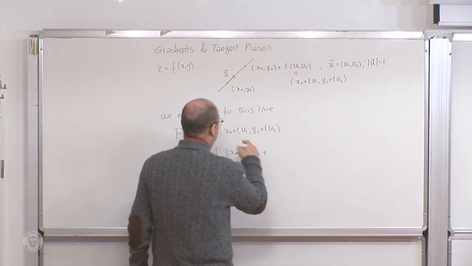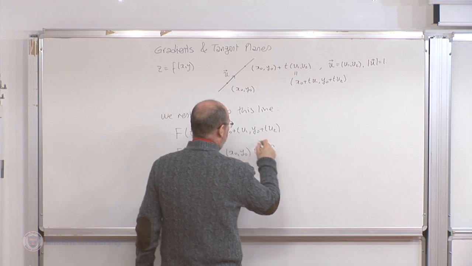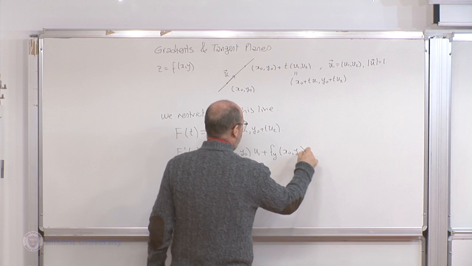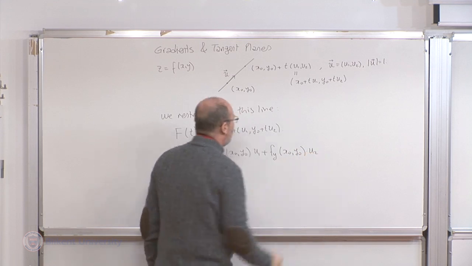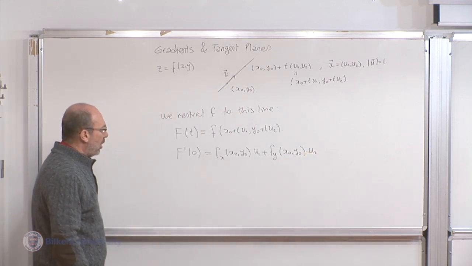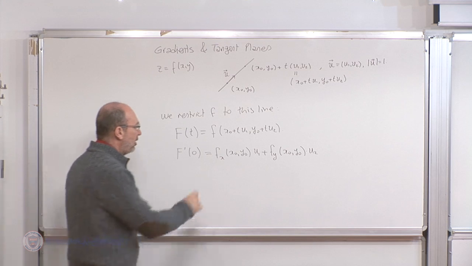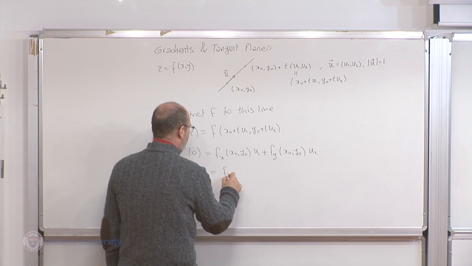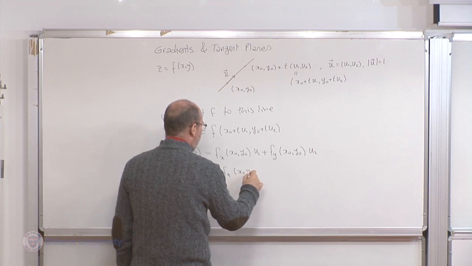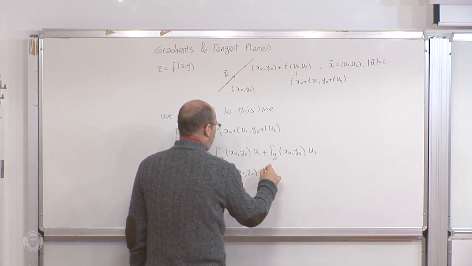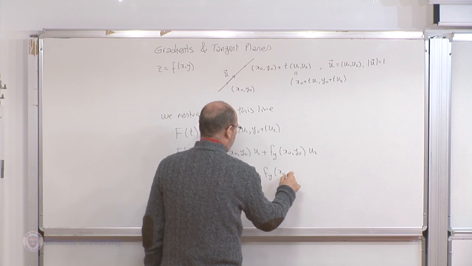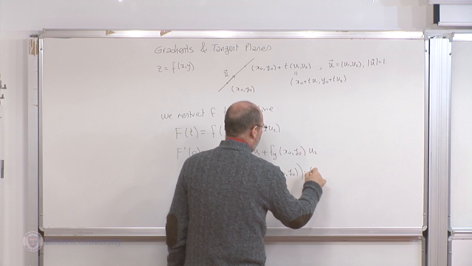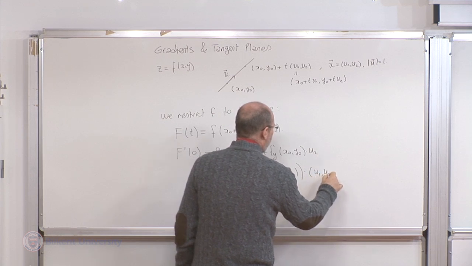Then I do it again with the second variable. So this is u2. We look at this and we realize that this is a dot product. So this is fx at x sub 0, y sub 0, fy at x sub 0, y sub 0. I have this vector, and I dot product it with this vector.